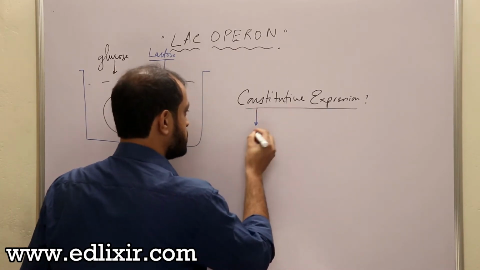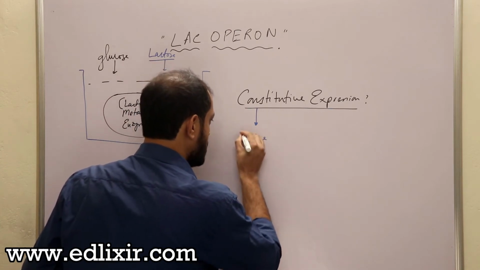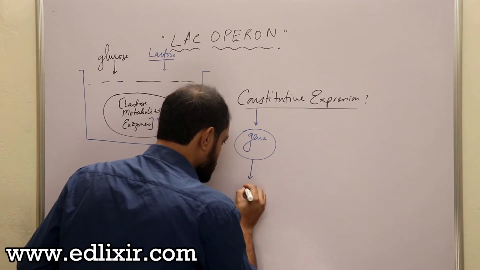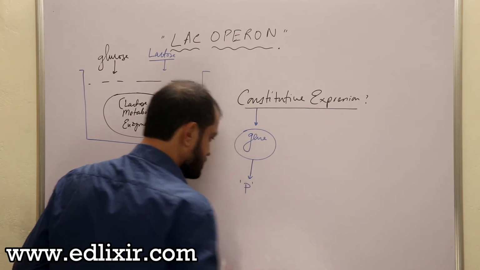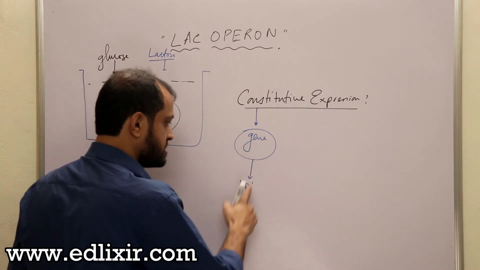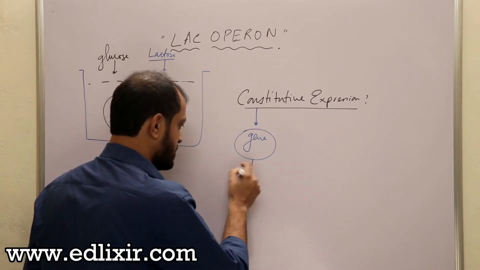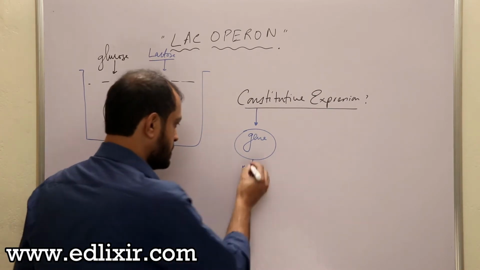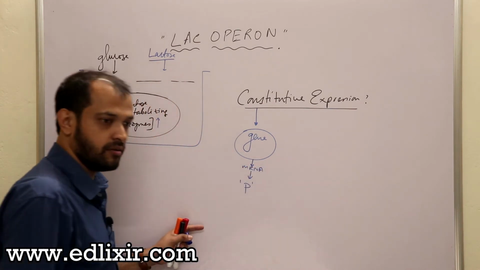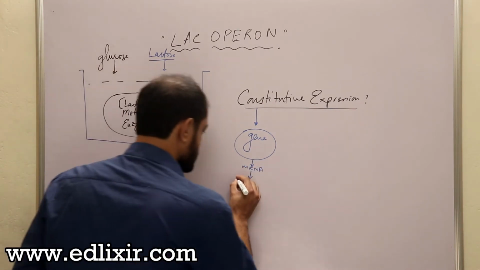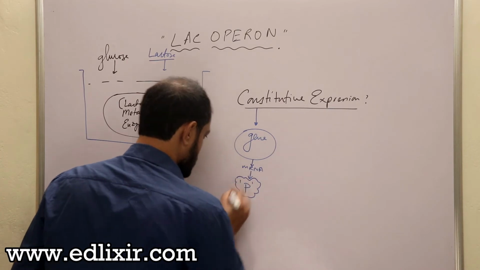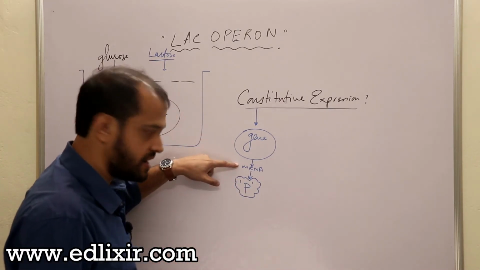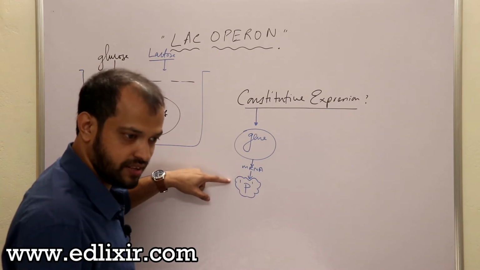suppose we consider a gene, and this gene's product is protein P. Suppose this is a gene, and ultimately after an mRNA, it is giving a protein P. Clear? Now you need to understand this. This gene gives mRNA, and this mRNA is translated into a protein.